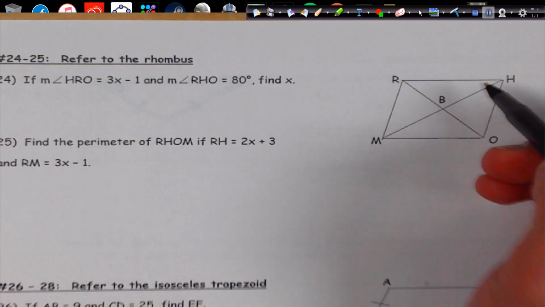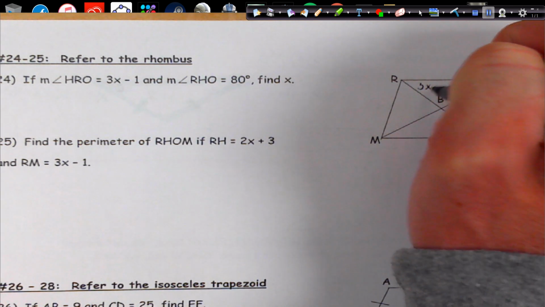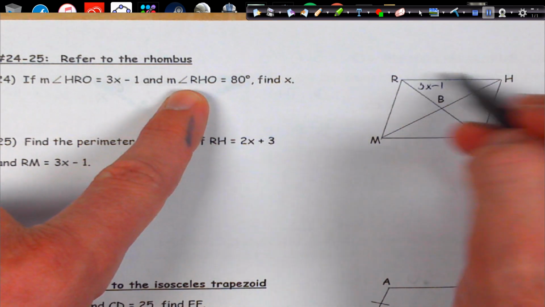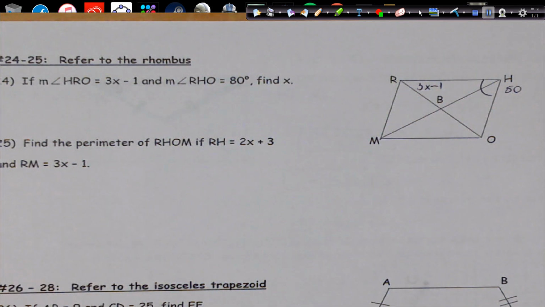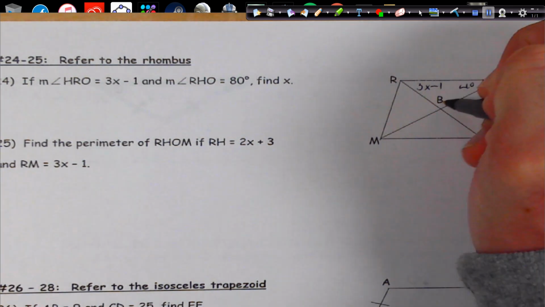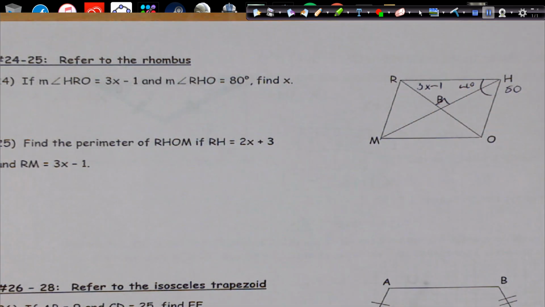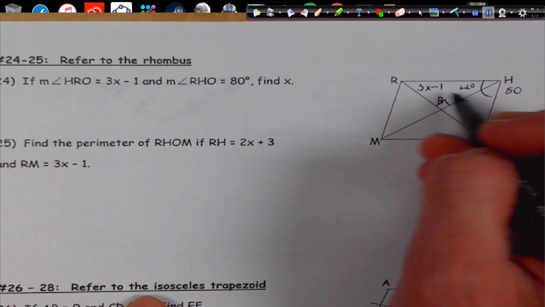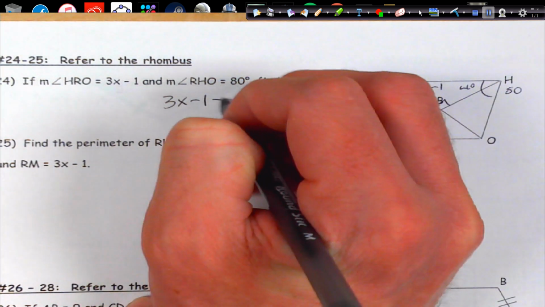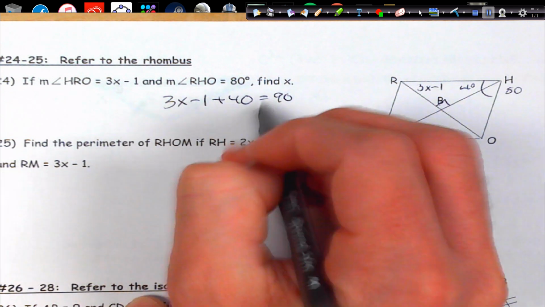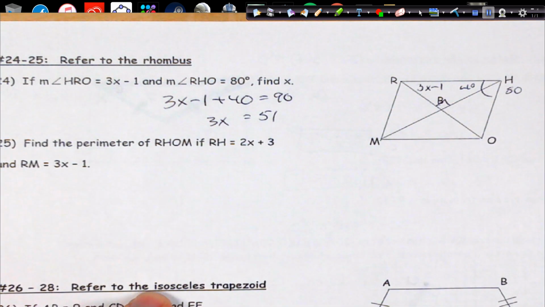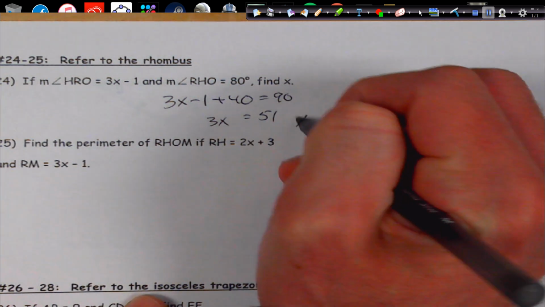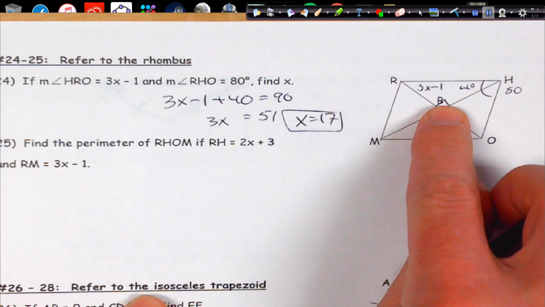So HRO. HRO is this angle here, 3x minus 1, and RHO, this whole angle here, is going to be 80 degrees. Okay. Find x. Remember, these are going to go ahead and bisect. So I know that that's 40, and I know that's 90. Okay. So we can actually go ahead and just set these two equal to 90. And that's going to subtract and add, so we're going to end up with, I believe, 51 equals 3x. Divide by 3, x equals 17. Okay, again, I used the fact that these were perpendicular.